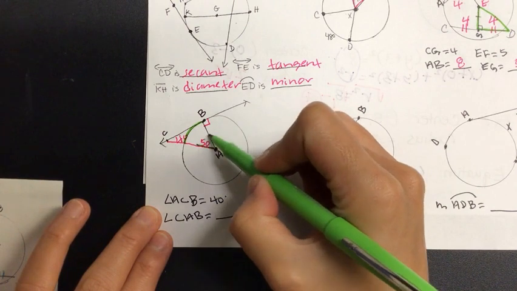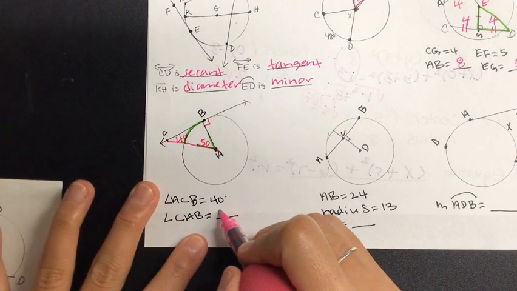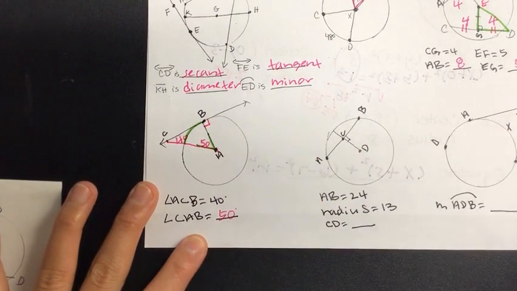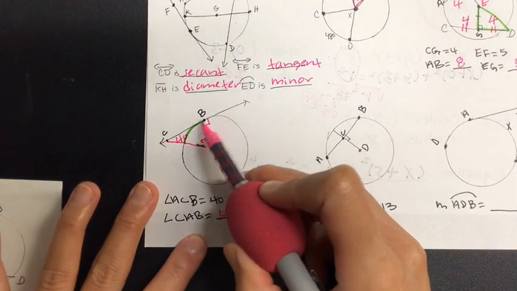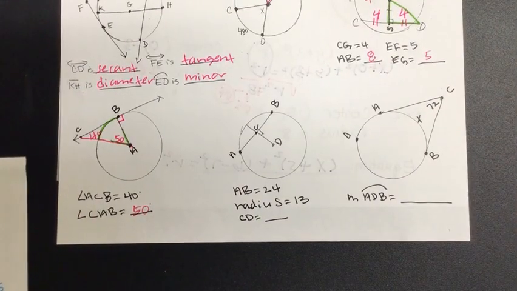And then it's asking us, well, what is CAB, the arc? I guess it's not the arc. The central angle alone is already what? 50. But if I wanted this arc right here, is it also congruent to 50? Yes, it is. Okay, next one.